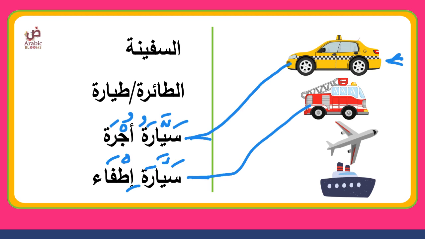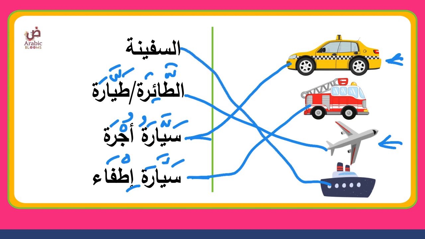حسنا. The next one is طائرة, طيارة. Let's add vowels. الطائرة, طائرة and طيارة. The last one is سفينة, السفينة. رائع.